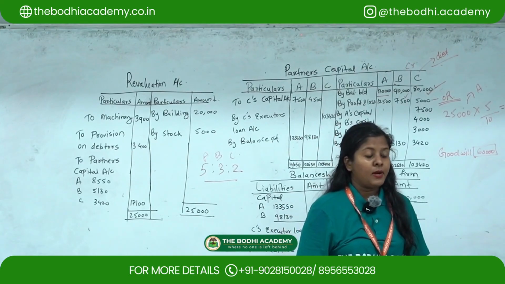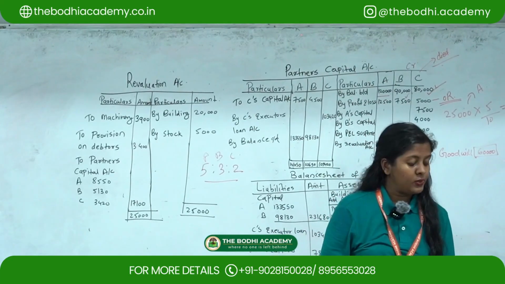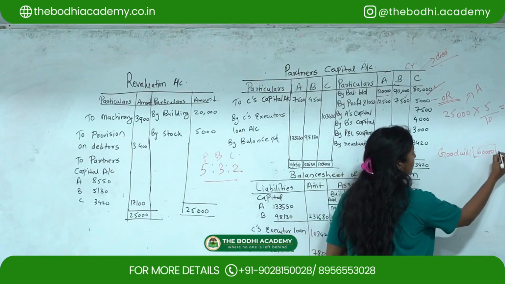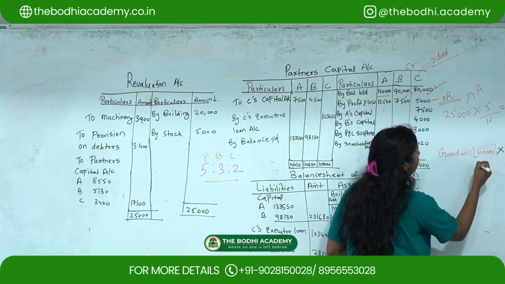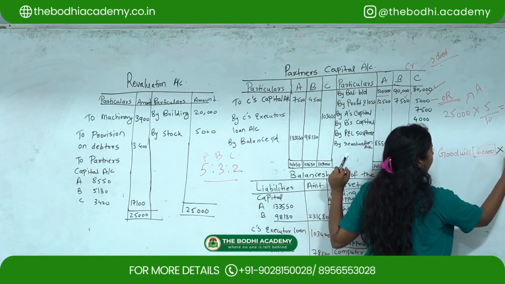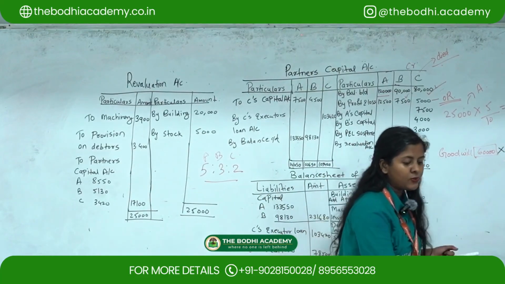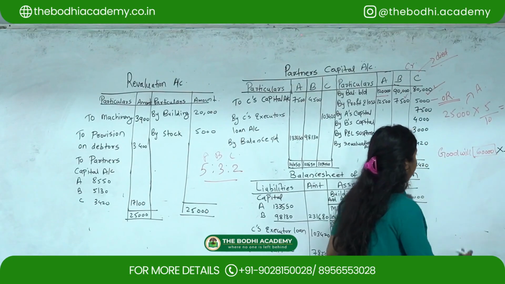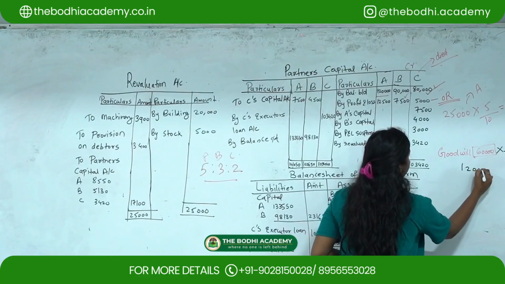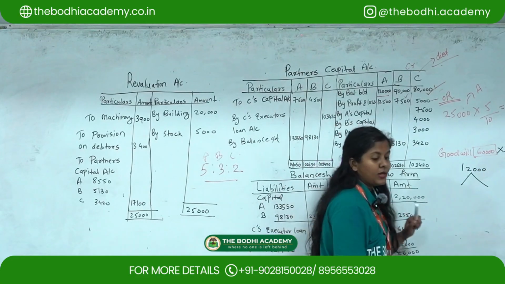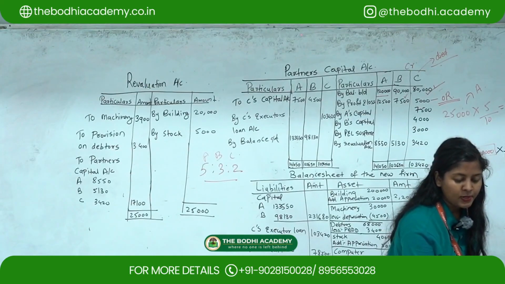Okay, remaining partners. So how are you going to do it? You have to take the deceased partner's share. So 60,000 multiplied by the deceased partner's share, which is 2 divided by 10, gives 12,000. And this 12,000 I am going to distribute in the ratio of the remaining partners. So 12,000 multiplied by 5 divided by 8.